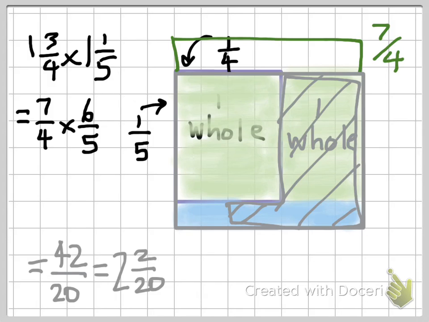So my answer, if you look at the diagram, shows that there's 2 wholes, and then there are 2 more squares left, and I need 20 to make another whole. So my answer is 2 wholes and 2 out of 20 for both ways of looking at my answer.